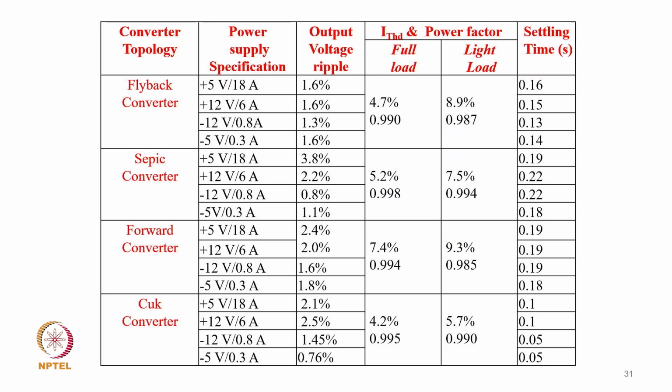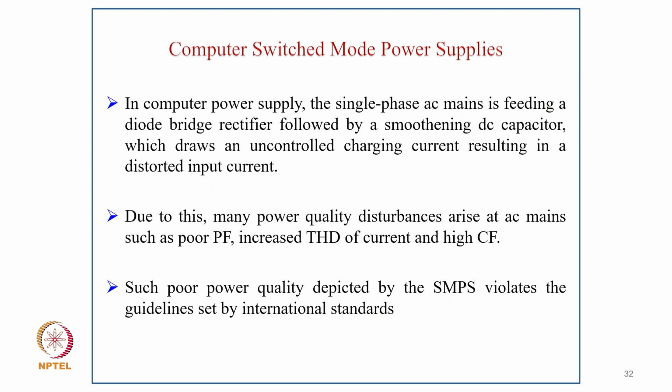These are typically the performance measures. In the same power supply we use different converters like flyback, SEPIC converter, forward converter and Cuk converter. And what is the response time, and what is the total harmonic distortion, with the modification design especially designed for a specific purpose, for these power supplies, and the voltage ripple too.